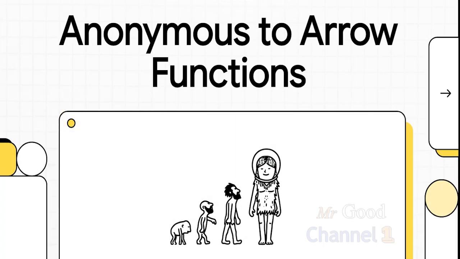Hey everyone, and welcome. Today, we're going to dig into the evolution of JavaScript functions. We'll start with the classic anonymous function and trace our way all the way up to the modern arrow function, so you can finally master all that slick syntax you see in today's code.